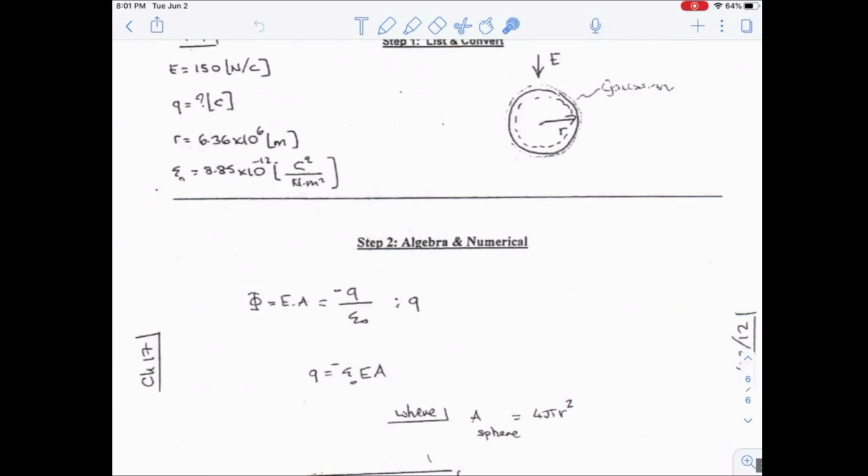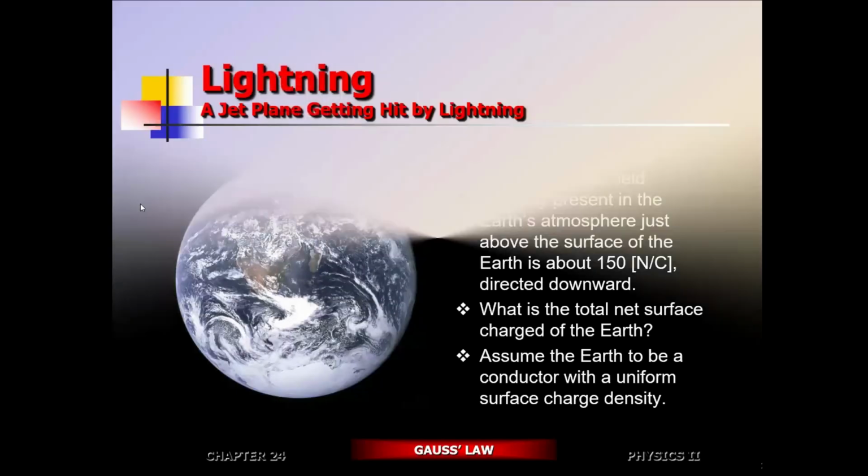Let's move on to something a bit more interesting. So Earth is negative charge. So the question is why? I have no idea. That would be something interesting to investigate. So Earth is negative charge.